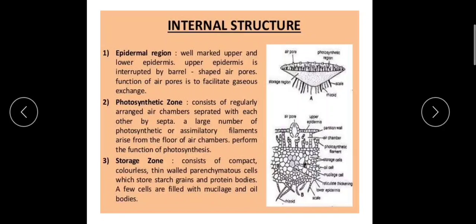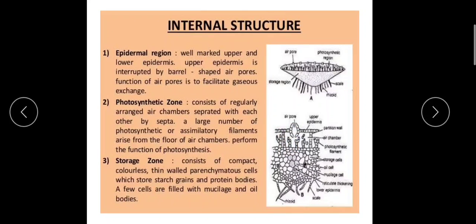Next region is the photosynthetic region. Photosynthetic region is the spongy part, and it consists of a large number of air chambers. These are the air chambers, and you can see certain partition walls here. These are the partition walls, and these partition walls separate the adjacent chambers from each other by forming a single layered partition wall.